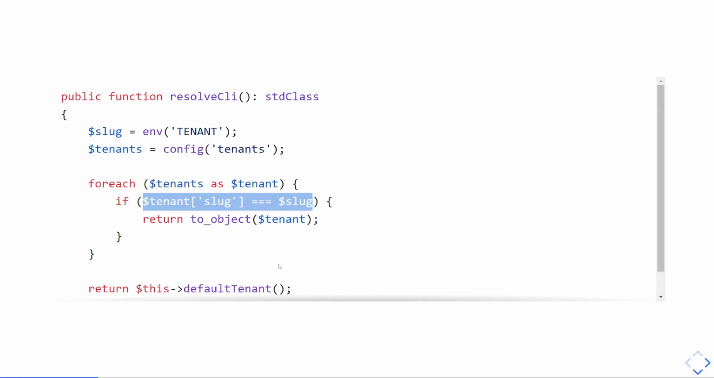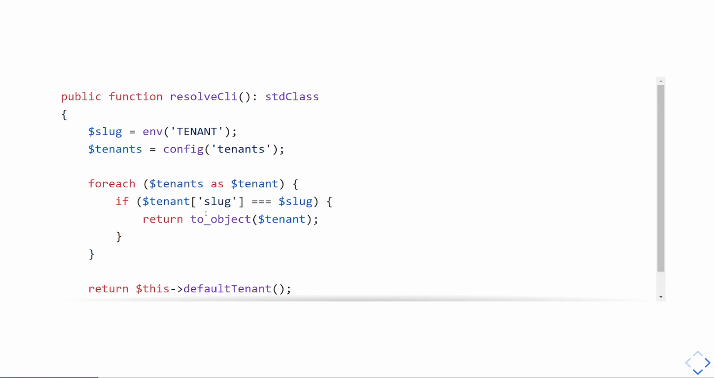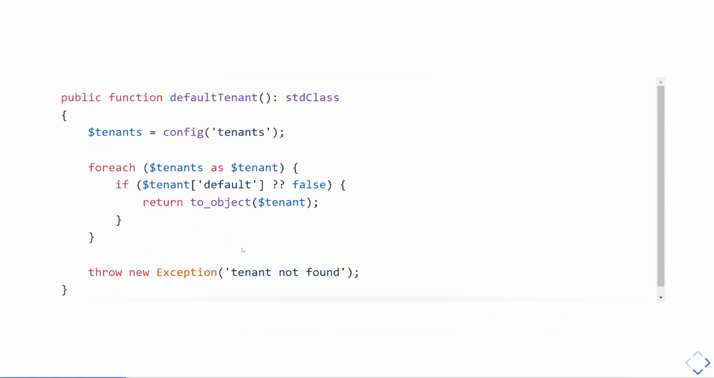So to use this, you would do something like tenant equals and then whatever the slug is that matches that config. This here, combined with the CLI resolver, will actually target these commands at the Dutch tenant or the Greek tenant, or, you know, you get the point.